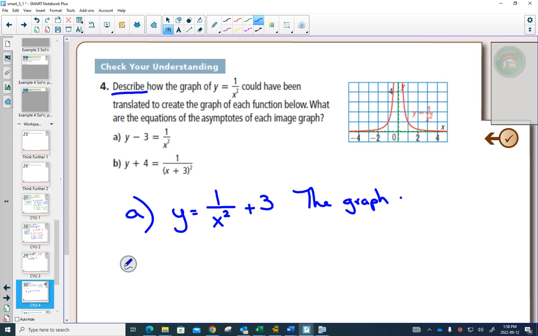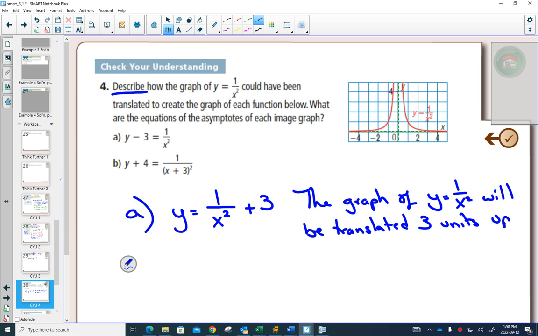The graph of y equals 1 over x squared will be translated 3 units up. So I like to put the 3 on the right-hand side in order to describe it. So describe, create each function below. I've described it. Second part of this question, what are the equations of the asymptotes of each image graph?